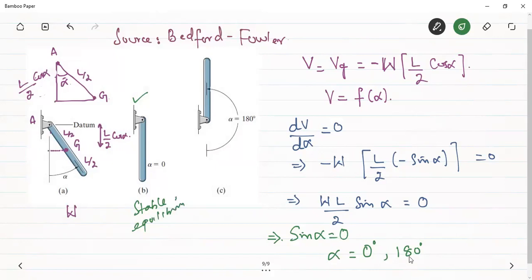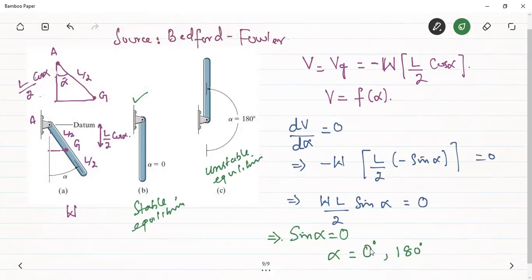And again, you see that sine alpha is 0 when alpha is equal to 180 degrees. So this position of the rod corresponds to alpha equal to 180 degrees. But we have seen in the previous slide that this should correspond to the position of unstable equilibrium. Okay, so there will be two equilibrium positions.